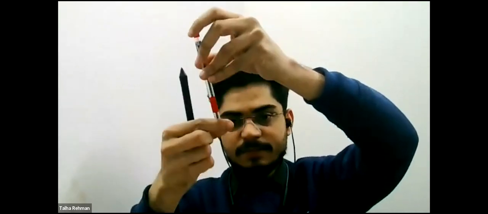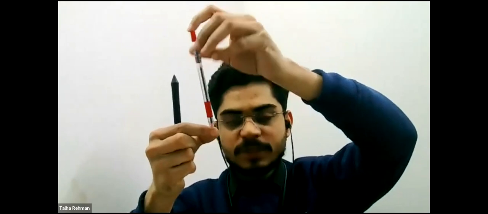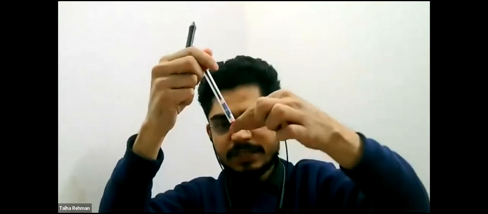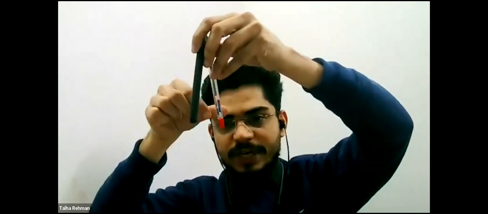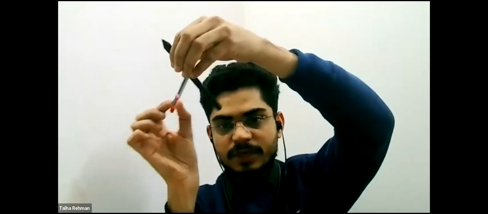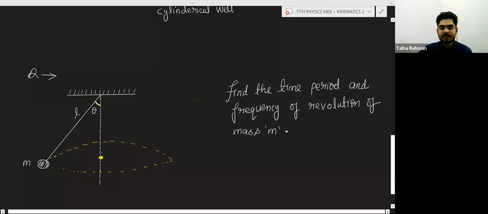Suppose this is the vertical, and from this vertical, here is the mass at the end of this pen. Imagine this red color is a mass, and this red mass is rotating like this. So this mass is rotating like this.